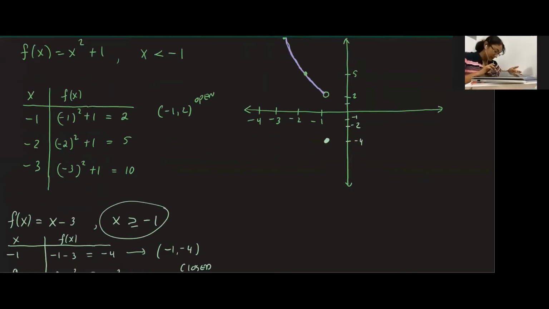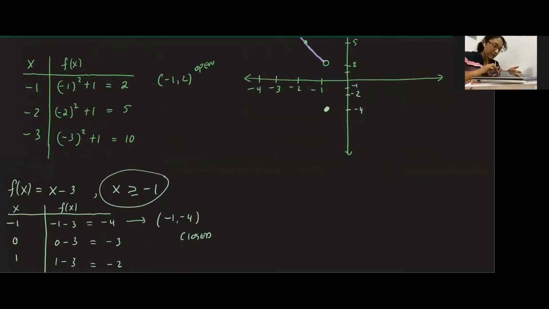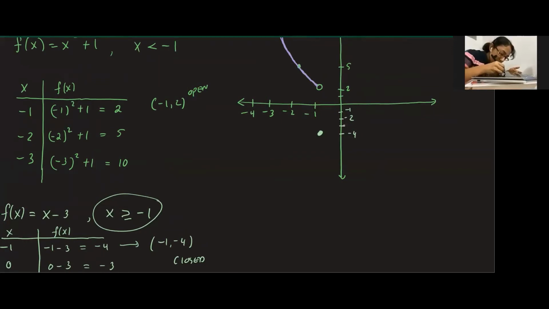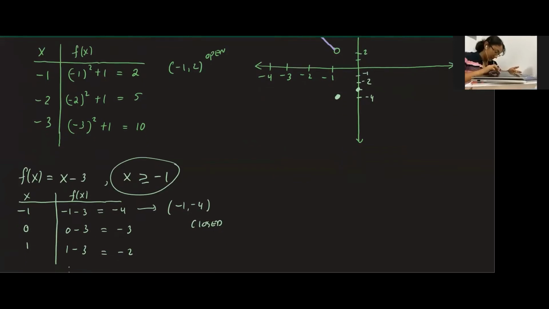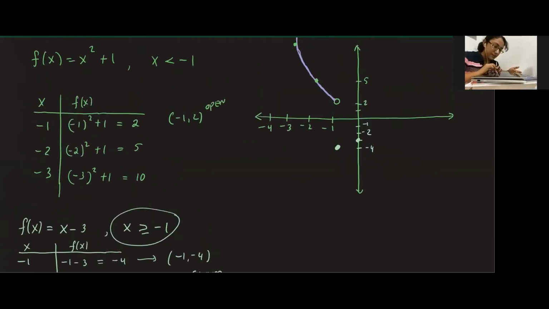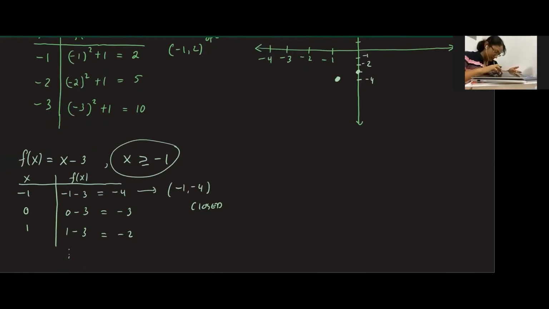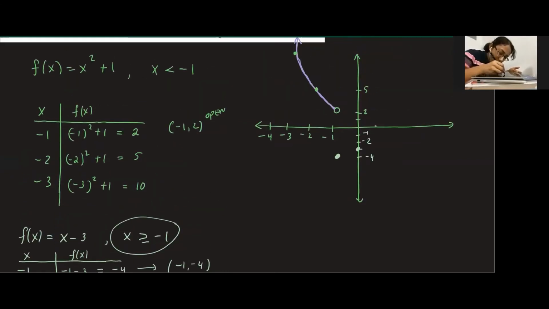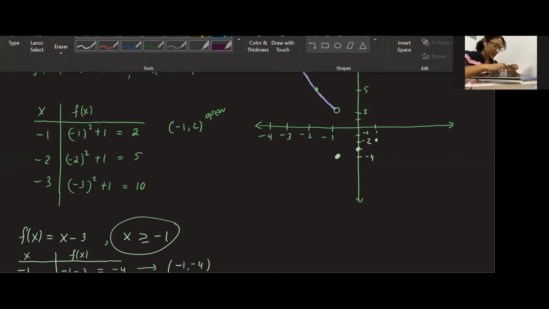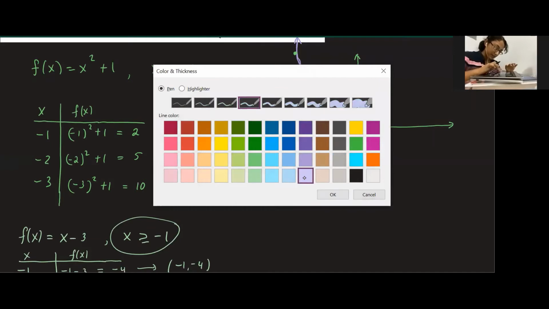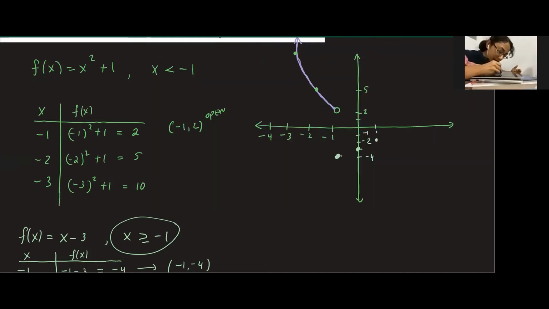Then the next point is 0, -3. Suppose that's right here. And the next point we had was 1, -2. So when x is 1, y is -2. That's right here. And we connect them because that's the graph on the right side, and it's a line because x minus 3 is a linear function. So we connect them by making a line.